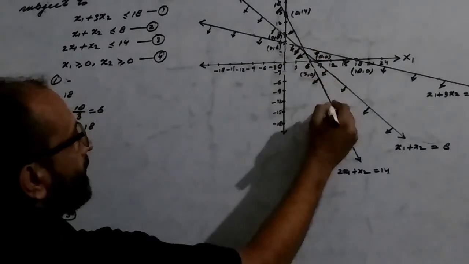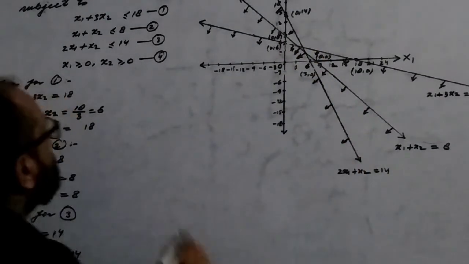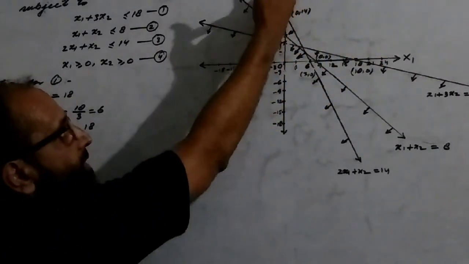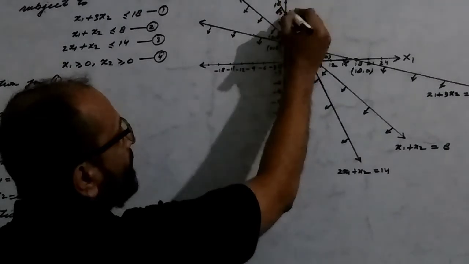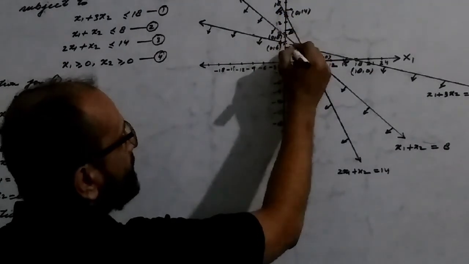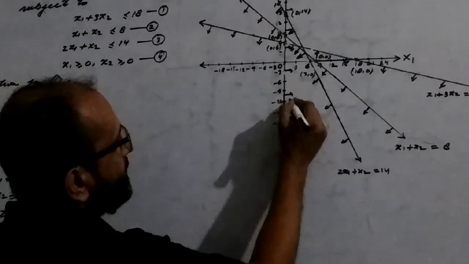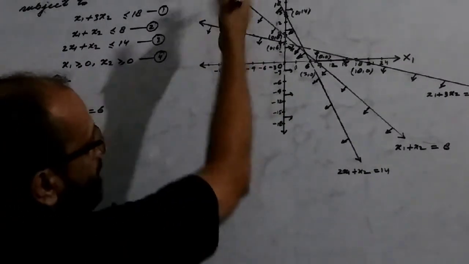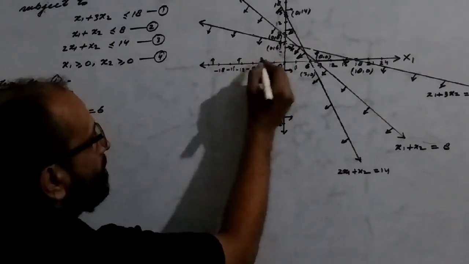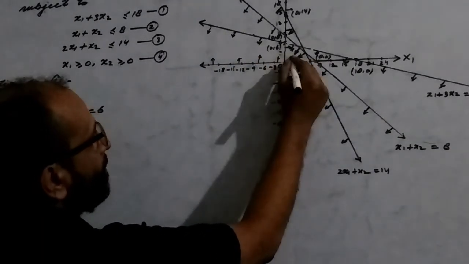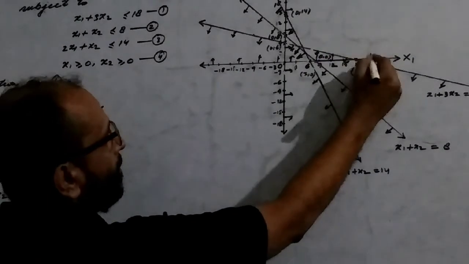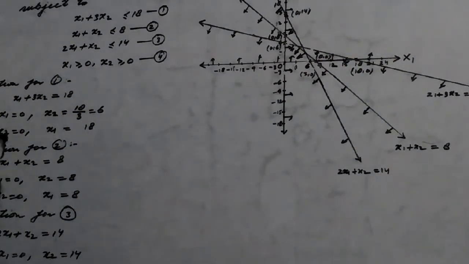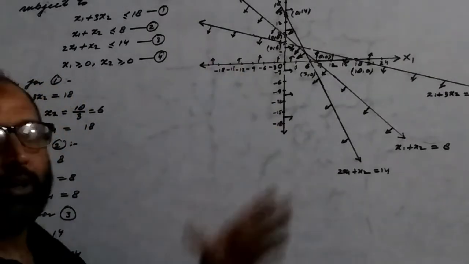So arrow marking again. And as I have told you, x1 greater than 0 means the right hand side of the x2 axis, so we have to put these marks towards the right hand side to show this, and x2 greater than 0 means the region above the x1 axis. That's all. We have marked all the straight lines with these small arrow markings.